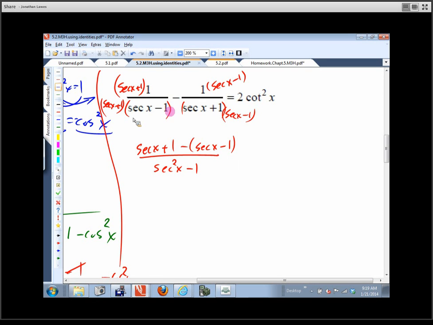Got a common denominator. When I multiply them together, I've got a secant squared x minus 1. This one was just secant x plus 1 times 1, so that's all it is right there. And then this negative is really important. We're subtracting all of this stuff. Now, if you want, you could get rid of the parentheses and write minus secant x.